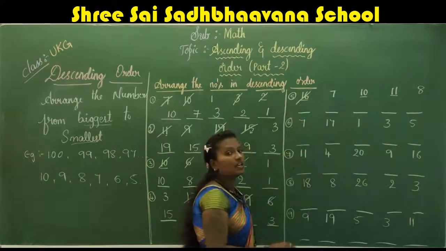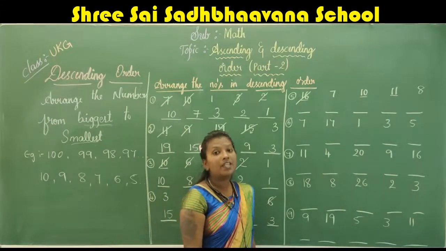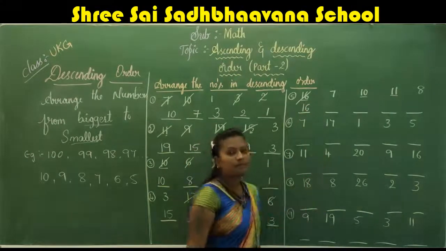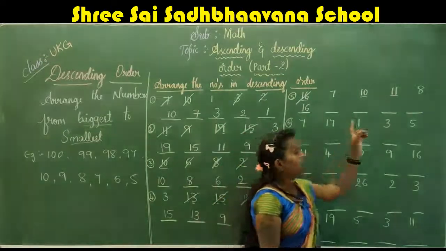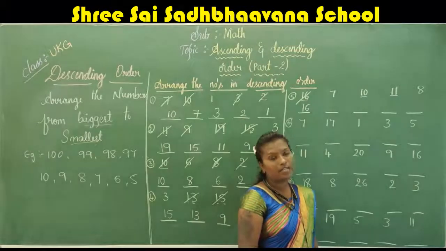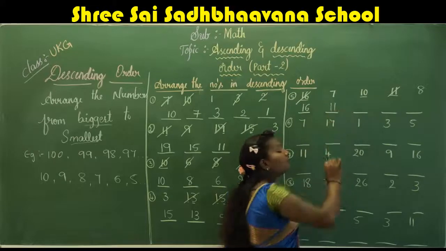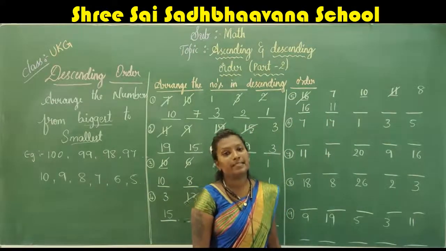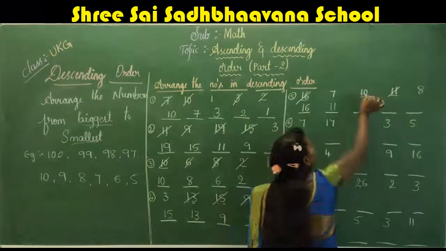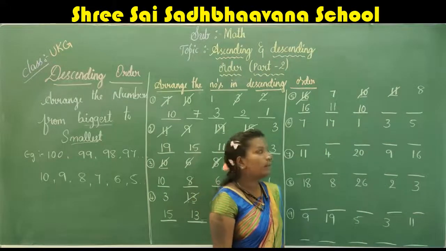So we have to cancel number 16. That number 16 where we have to write? Yes, in the first place we have to write number 16. Next, number 10, number 11. So number 11 is bigger than number 10. So number 11 we have to cancel. That number 11 we have to write in the second place. Next, number 10. Number 10 is the biggest number. So we have to write in the third place.